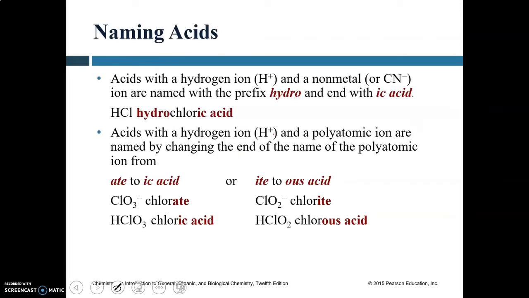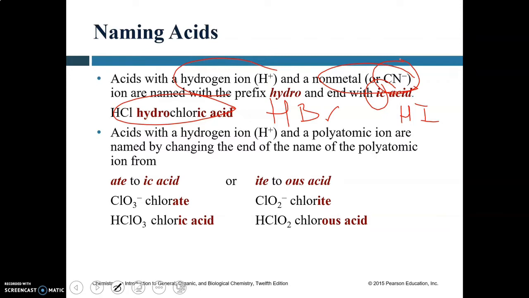Acids which contain a hydrogen ion and a nonmetal are named using the following rule. Use the prefix hydro, then the name of the nonmetal ending with IC. You use the first syllable, so hydrochloric acid, hydrobromic acid, hydroiodic acid. For CN negative, it's hydrocyanic acid.